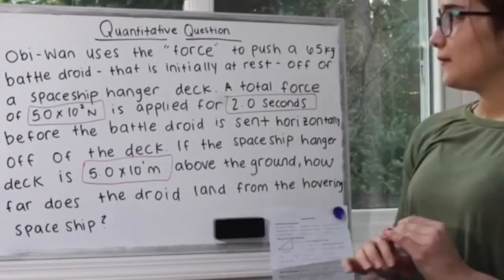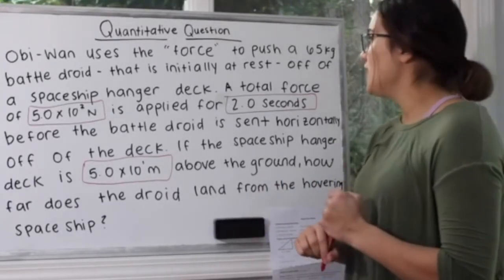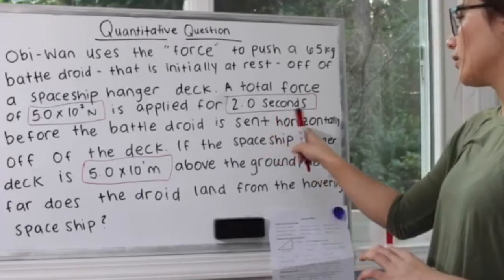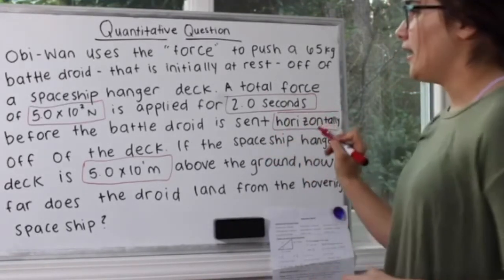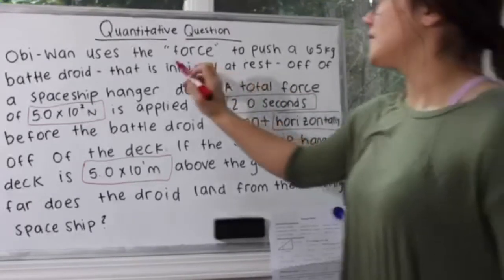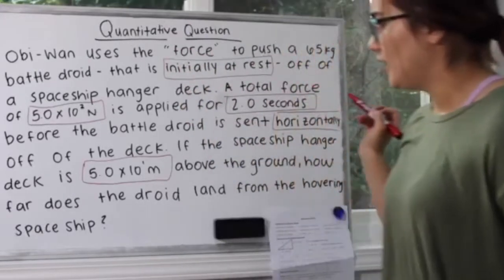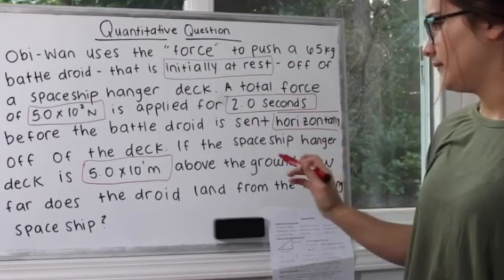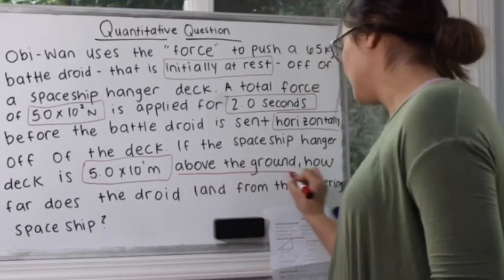Next we want to look at things that are more hidden, so not as obvious as these values. We have that it is sent horizontally, so that tells us our direction. And we have that it's initially at rest, which tells us its initial velocity. And we know that the deck is above the ground.